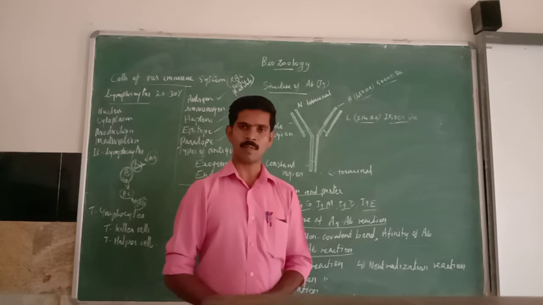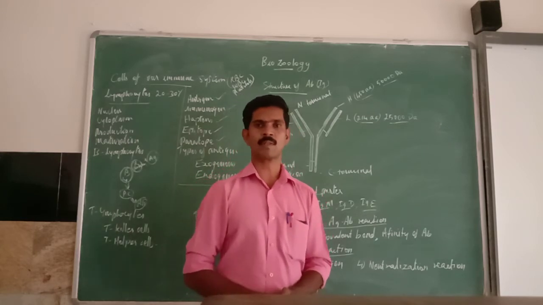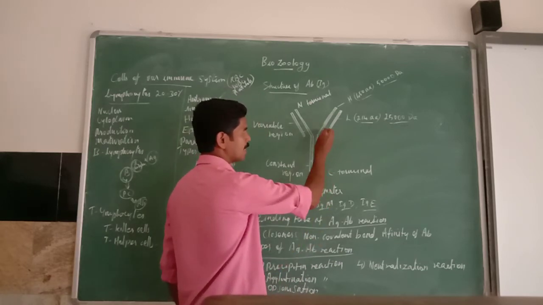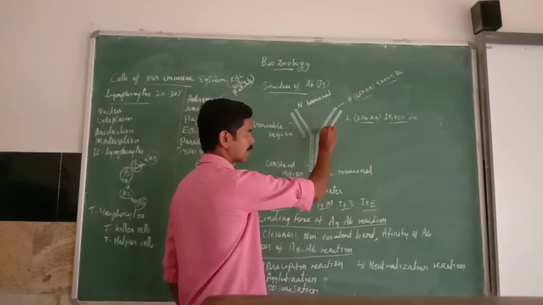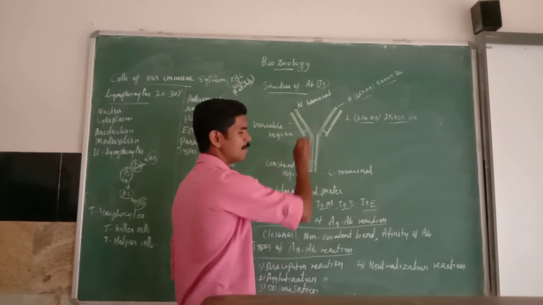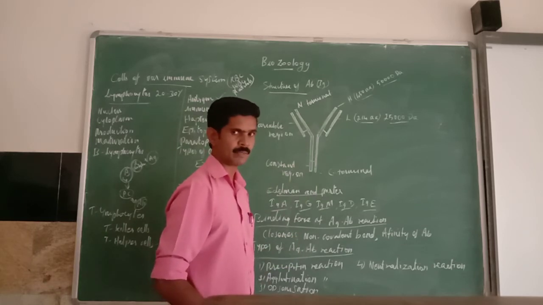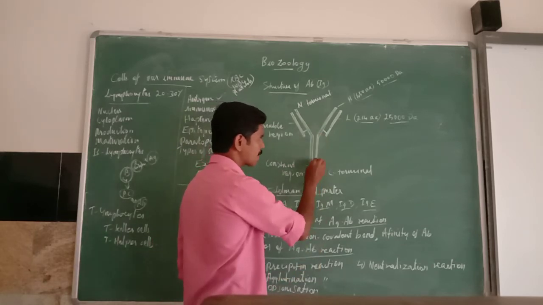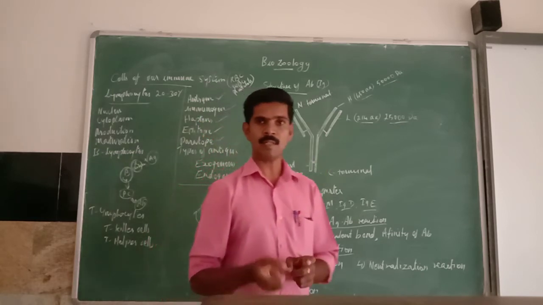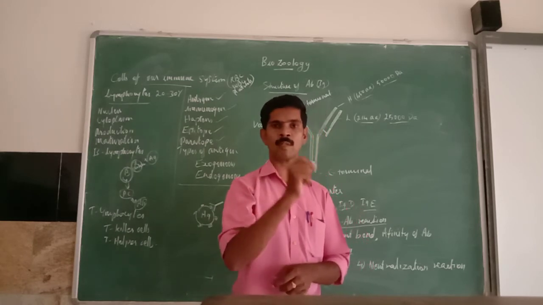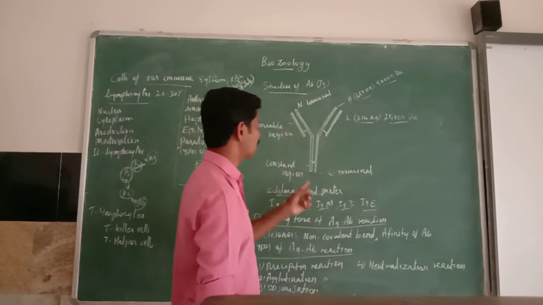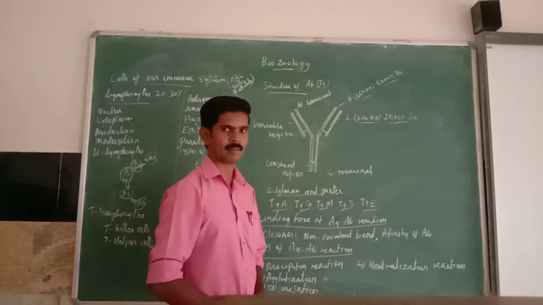Then the disulfide bond. This bond plays a very important role in the structure of antibody, because one light chain is attached with one heavy chain by a single disulfide bond. Here also this light chain is attached with this heavy chain by a disulfide bond. Listen. Then both heavy chains are also connected by a disulfide bond. So the connection between one light chain and one heavy chain, and the connection between the two heavy chains, are by disulfide bonds. Understand, my dear students?